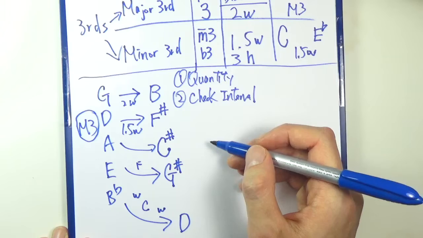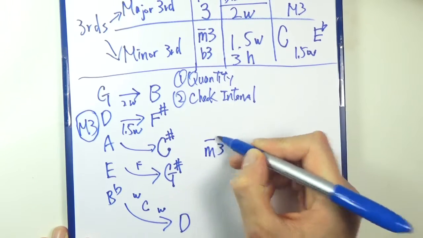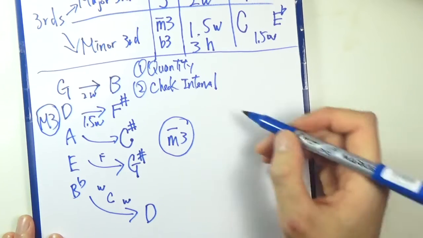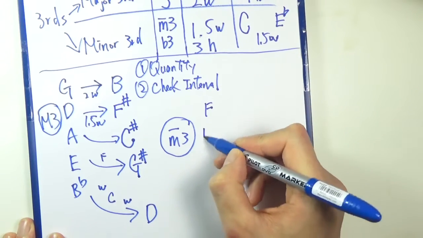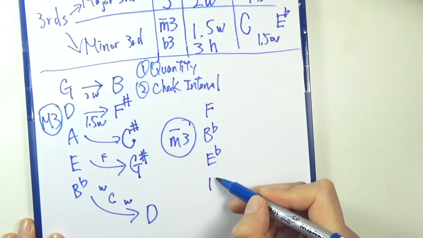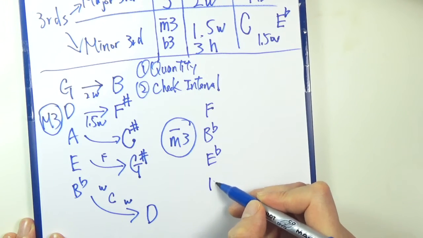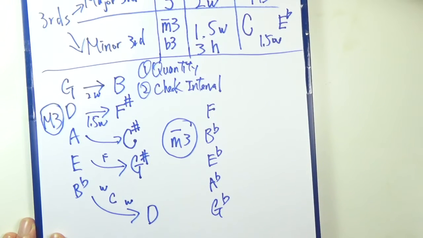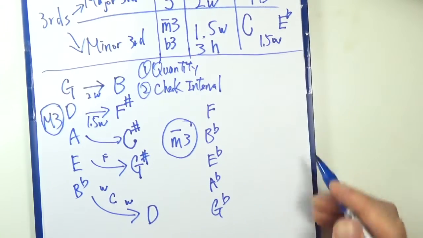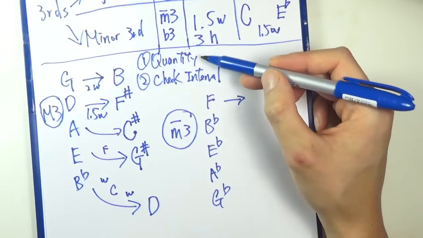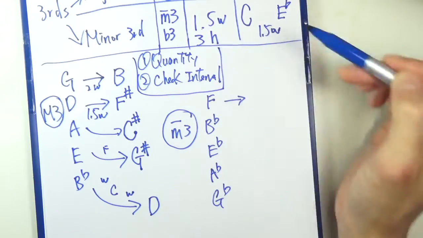Okay, let's do another one. Let's do a bunch of minor thirds right now on the right hand side. Again, let me write down a few notes here. Okay, so let's do these 5 notes. Minor third this time. Again, go for quantity. That's your procedure.